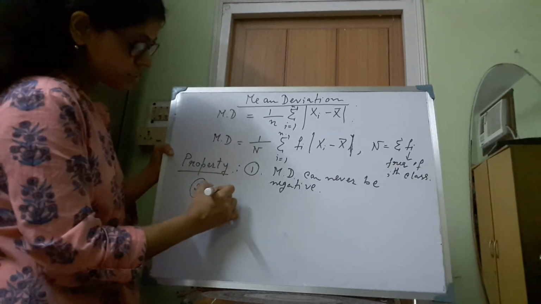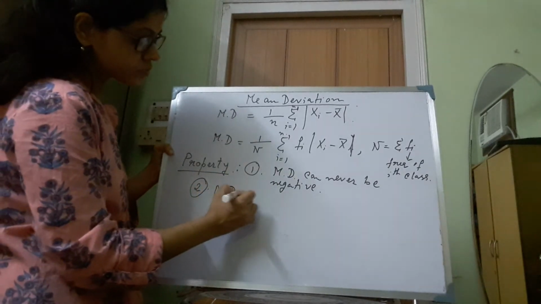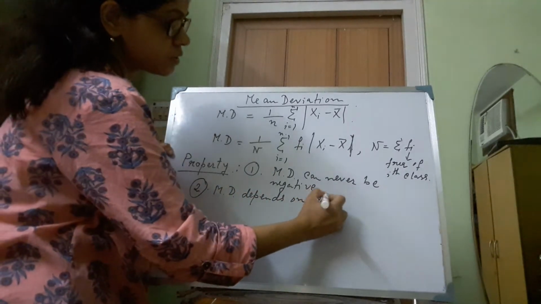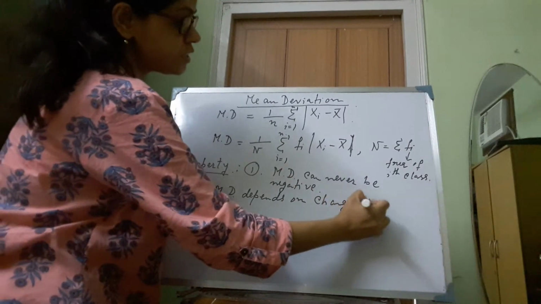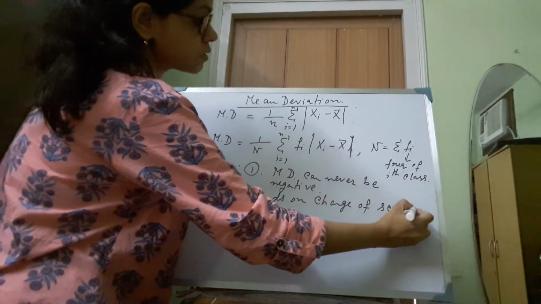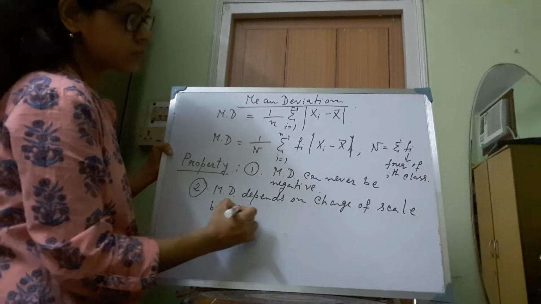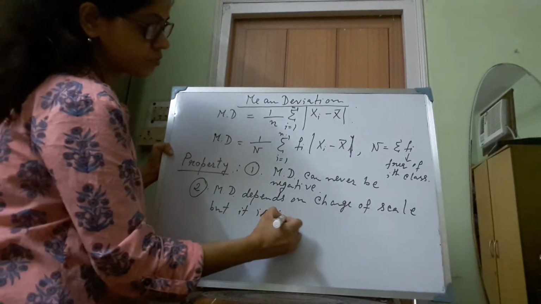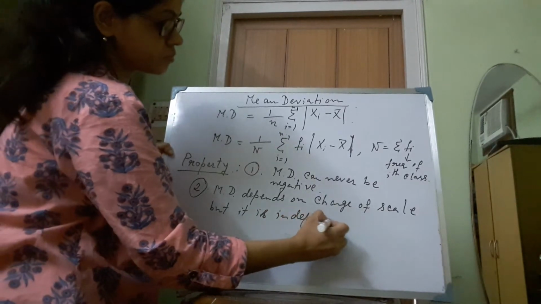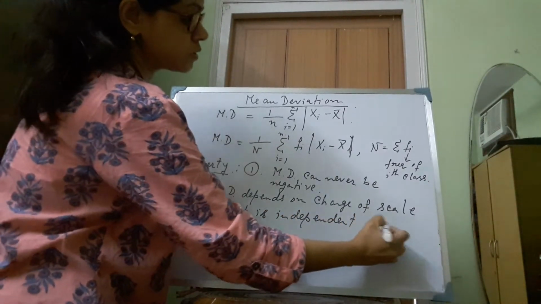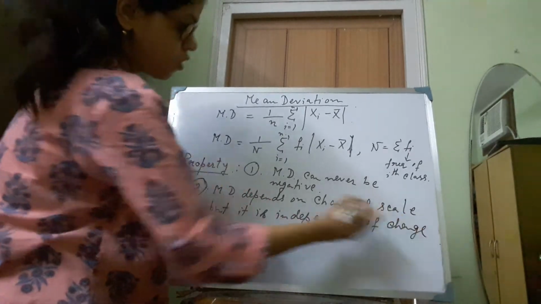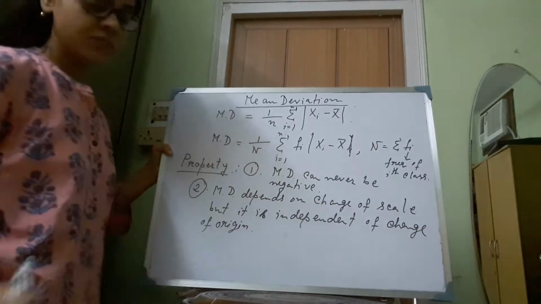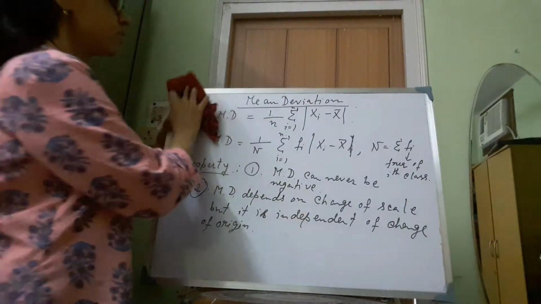And the second property is mean deviation depends on change of scale, but it is independent of change of origin. Now we will prove this second property.